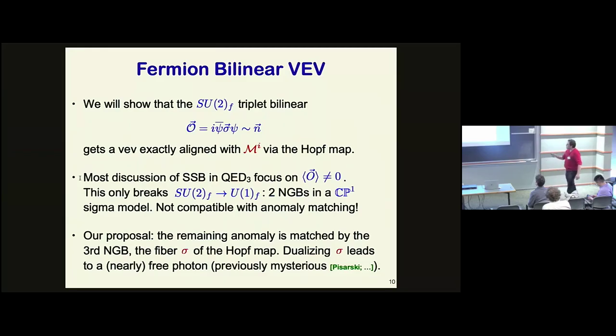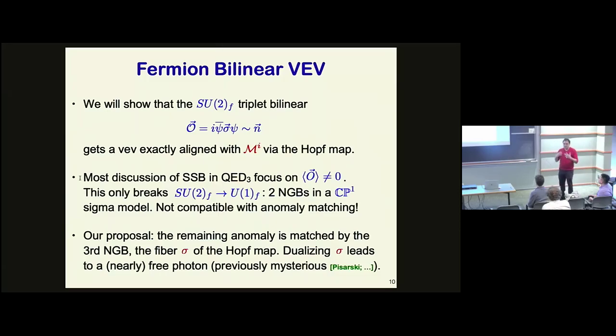And I should say that for people who've heard discussions of QED3 before, there's an enormous amount of attention being paid in the literature to the VEV acquired by this fermion bilinear. That's roughly speaking because it's the natural pairing channel in which people expect some kind of symmetry breaking to occur. But if you only consider this VEV, then that only breaks the SU2 flavor symmetry to its Cartan, and it doesn't touch the U1 magnetic. And that only leads to 2 Goldstone bosons. And roughly speaking, you only see the base of the Hopf fibration. And you can easily show that the anomaly is not compatible with this symmetry breaking pattern.